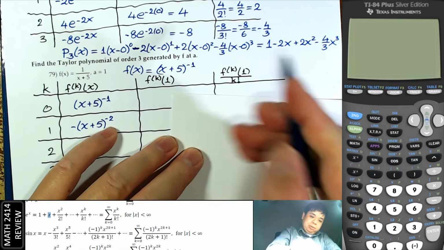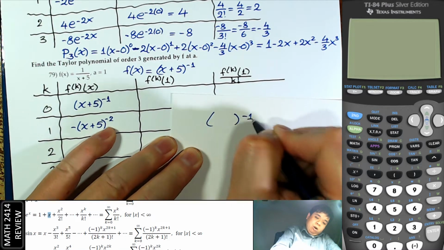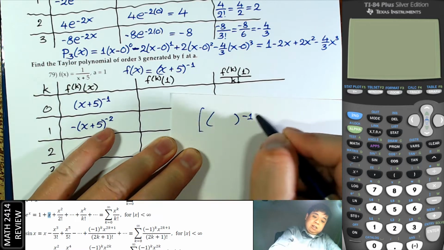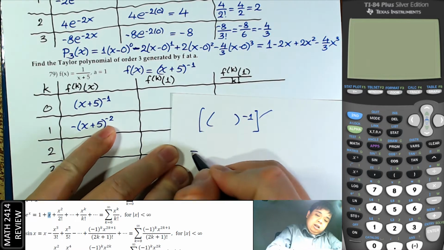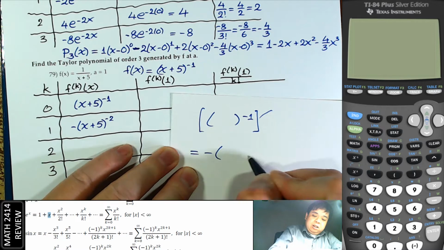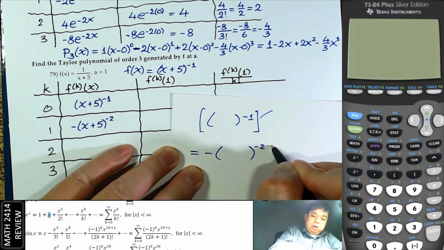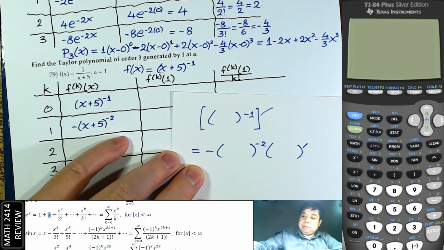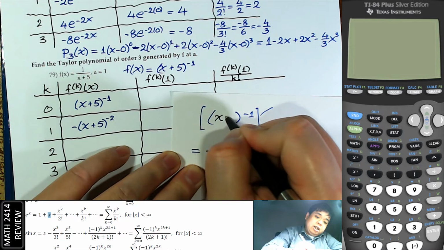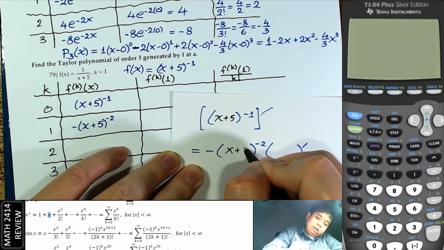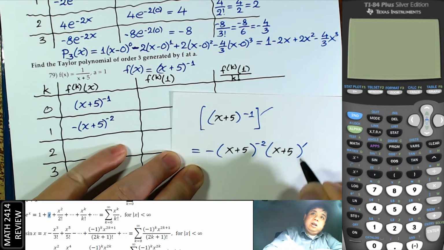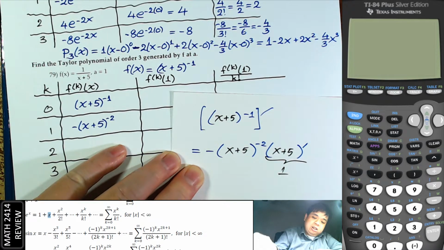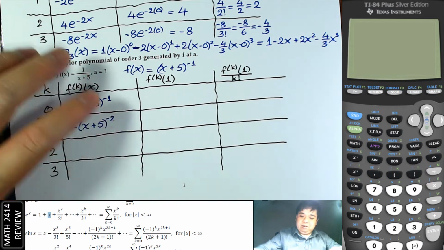This is what I mean. We have something to negative 1 and we take the derivative of that. So that means it is negative the parentheses to negative 2 and then derivative of the parentheses. So in general, that's how it is. And now the function inside the parentheses is x plus 5. And this is just 1. So conveniently, that's all we have.